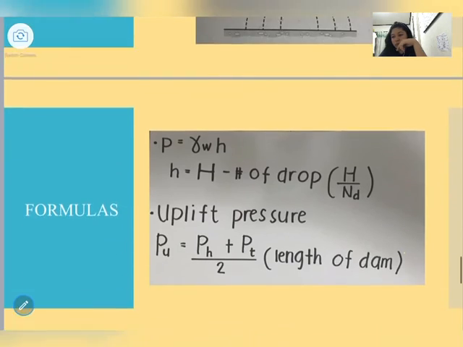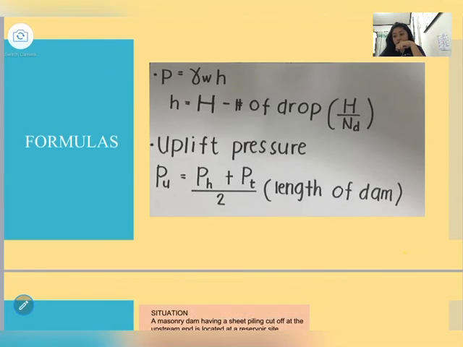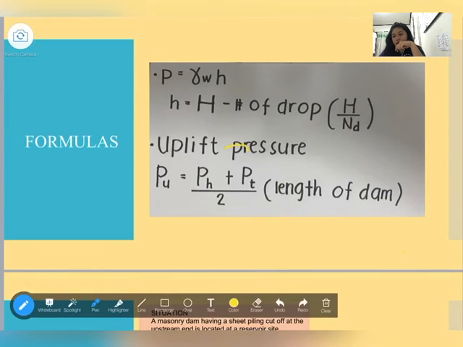For uplift force, it is the pressure at the heel plus the pressure at the toe, over 2, times the length of the dam. This is just the area of a trapezoid, since its pressure distribution appears to be like a trapezoid.